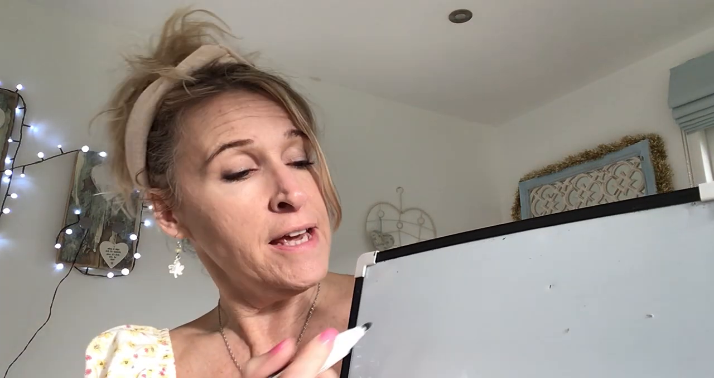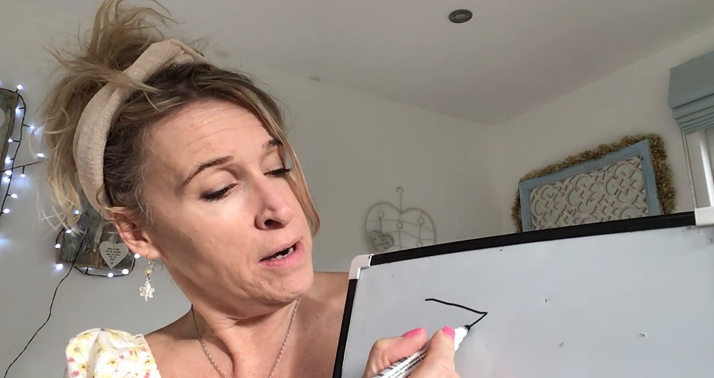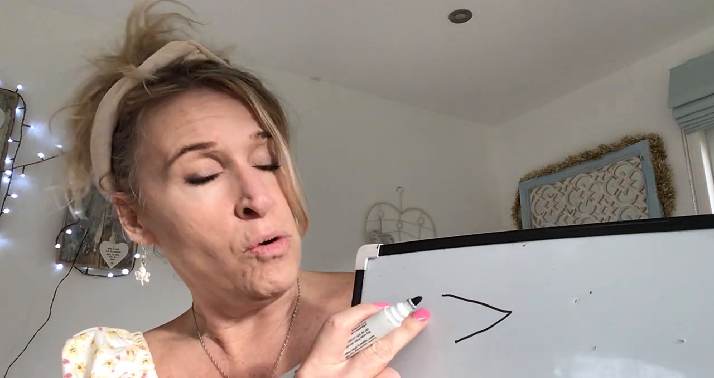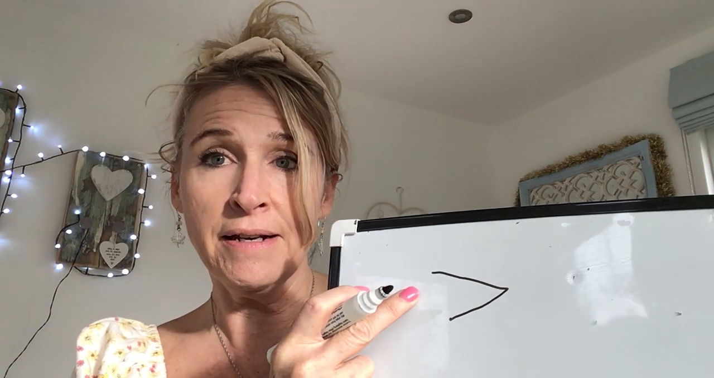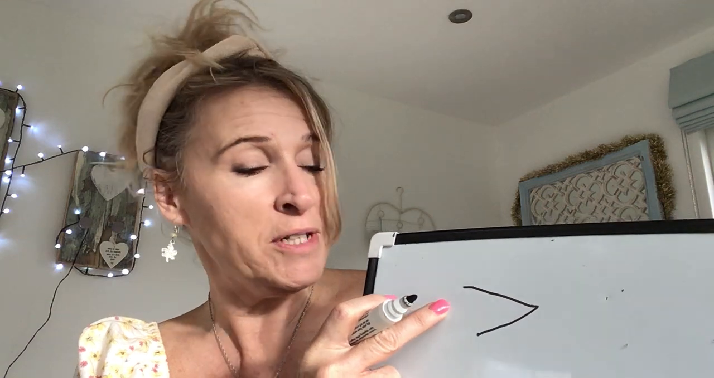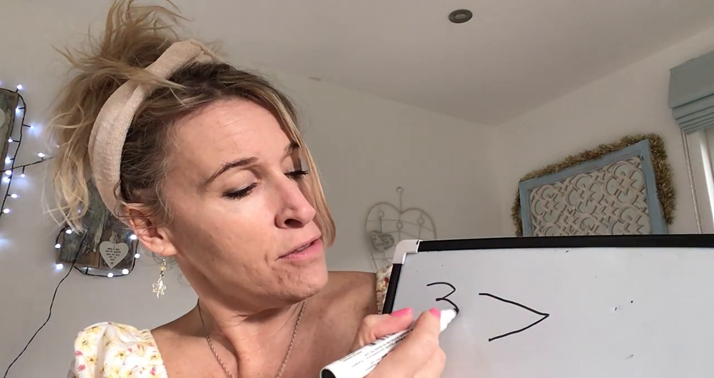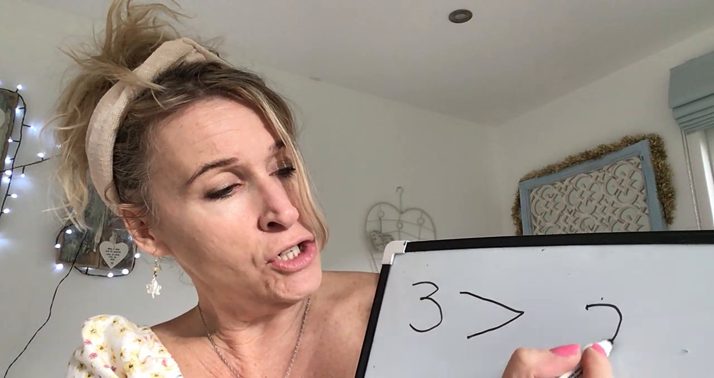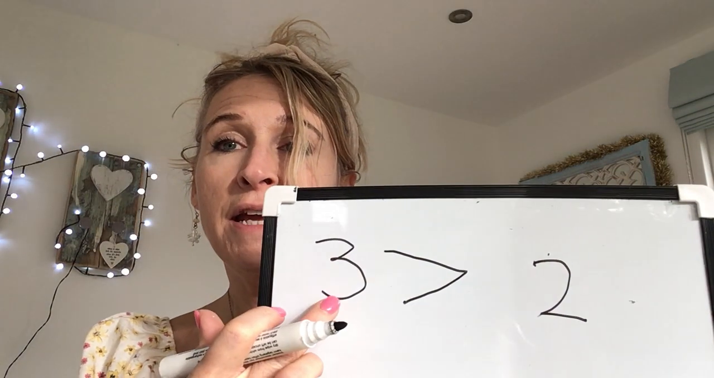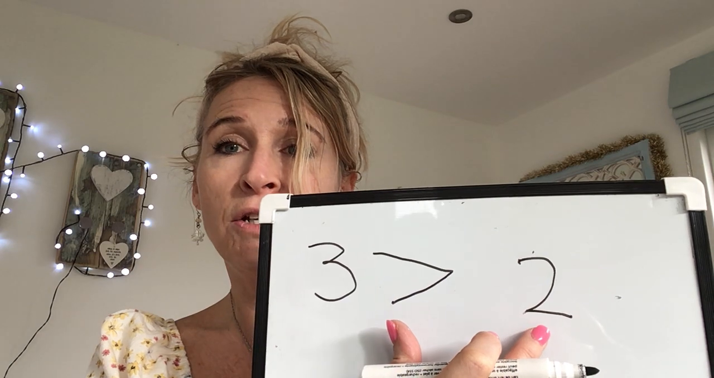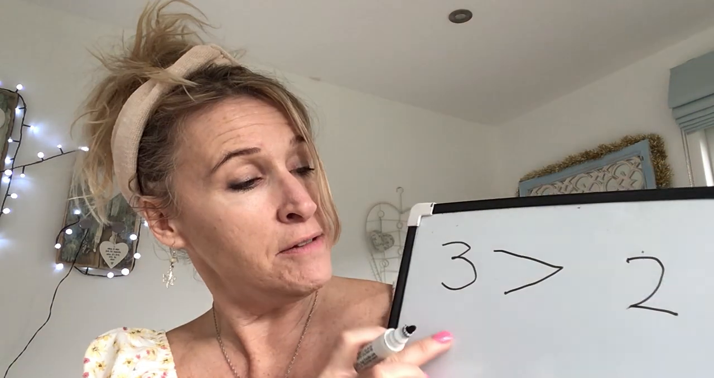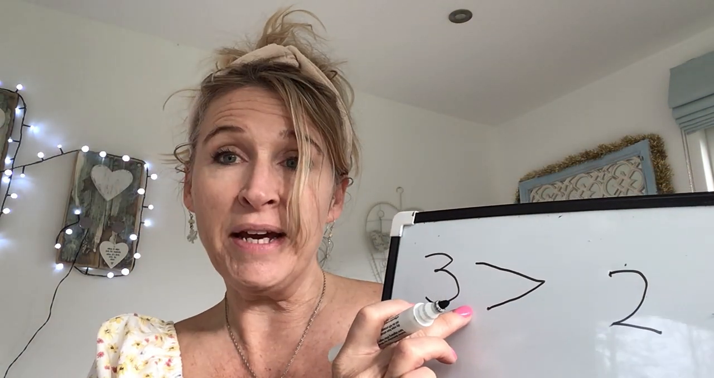relationship between two numbers, two fractions, two different equations. The way round that they go is that the wider part of the sign always goes towards the bigger number or the bigger fraction, whatever it is you're looking at. So if I gave two numbers like 3 and 2, 3 is greater than 2. So that's the way round it goes. The wider side eats the bigger number.